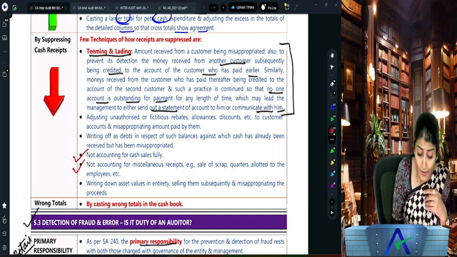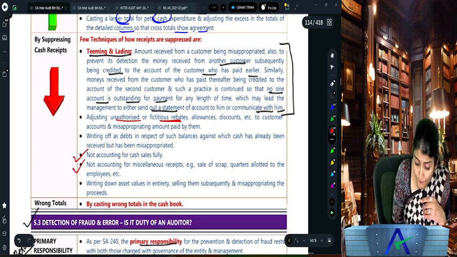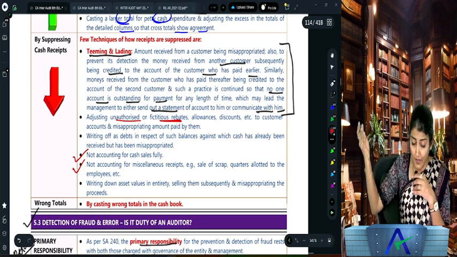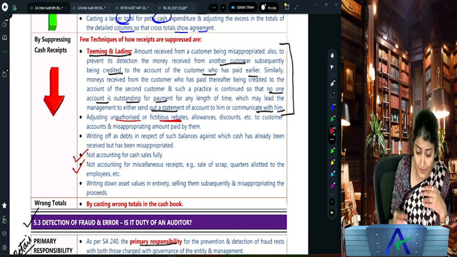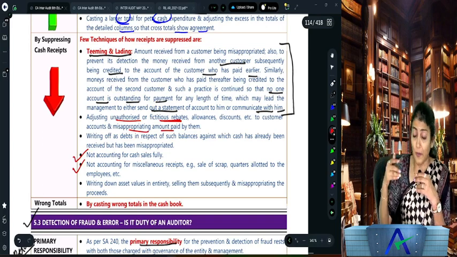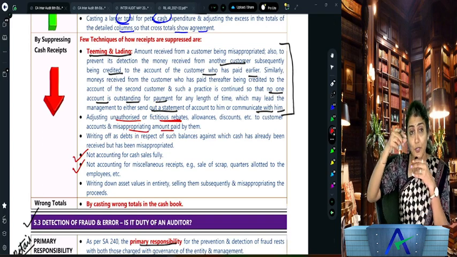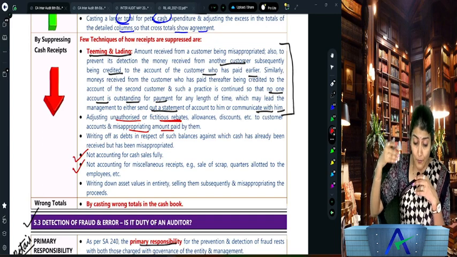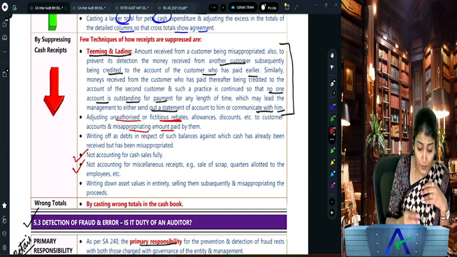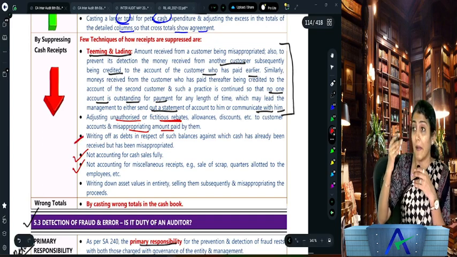Then what does it say? Adjusting the unauthorized or the fictitious rebates, discounts, allowances, etc. to customers and misappropriating the amount paid by them. So the customer has paid, but you're showing an unauthorized discount, and then the customer has paid, but what you're doing, you're writing it off as a bad debt, right?